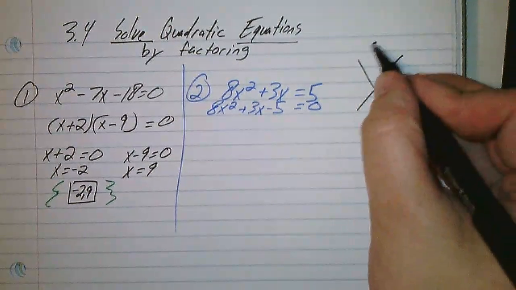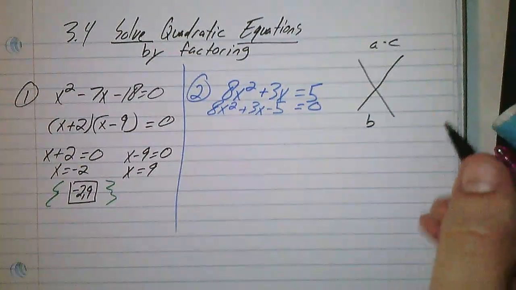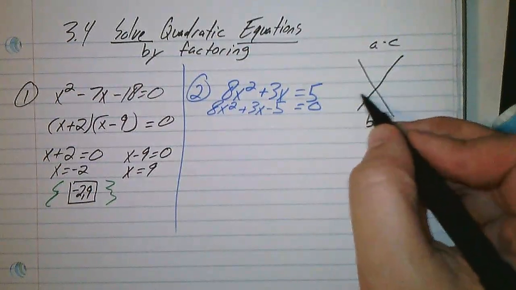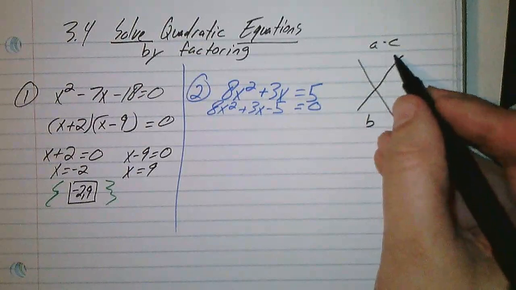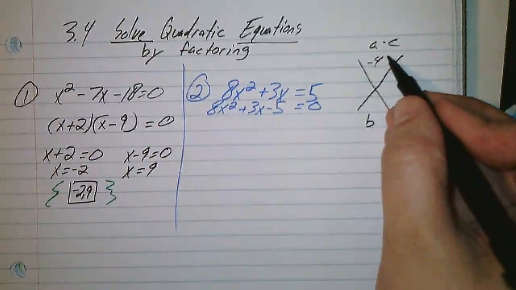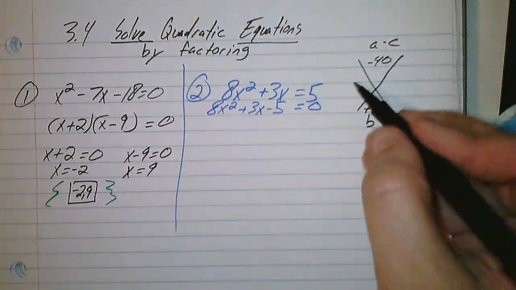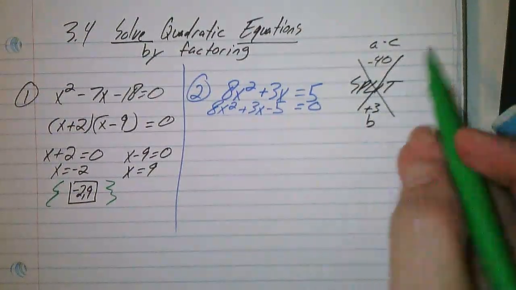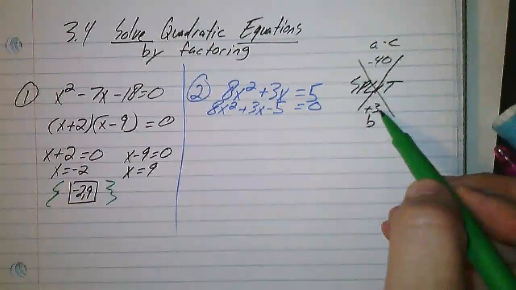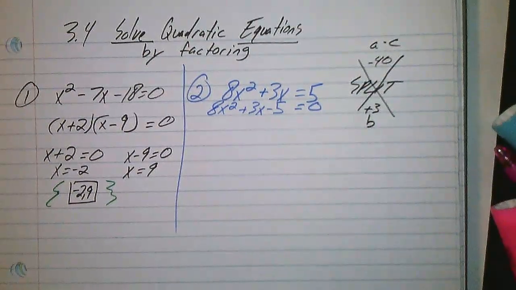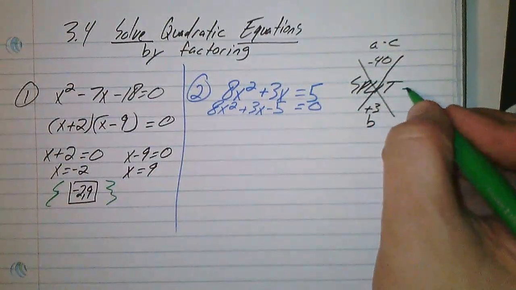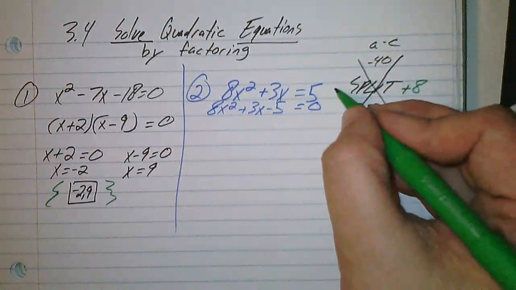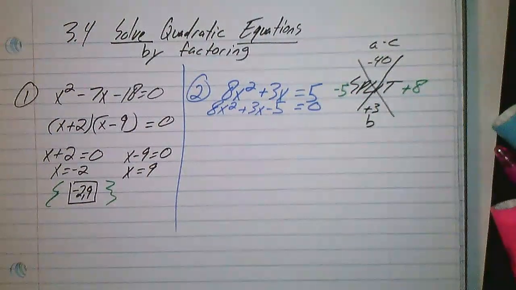I make my x chart for our a times c. We'll have our b value, and then the 2 factors of 8 times negative 5 that combine into positive 3. That is how we will split the middle term of 3x. So factors of negative 40 that have a difference of 3 would be a positive 8 and a negative 5. So again, that's how we can split the middle term.